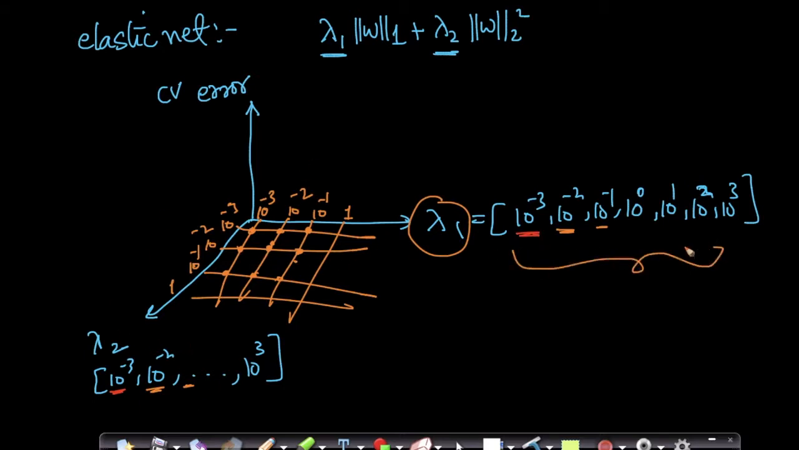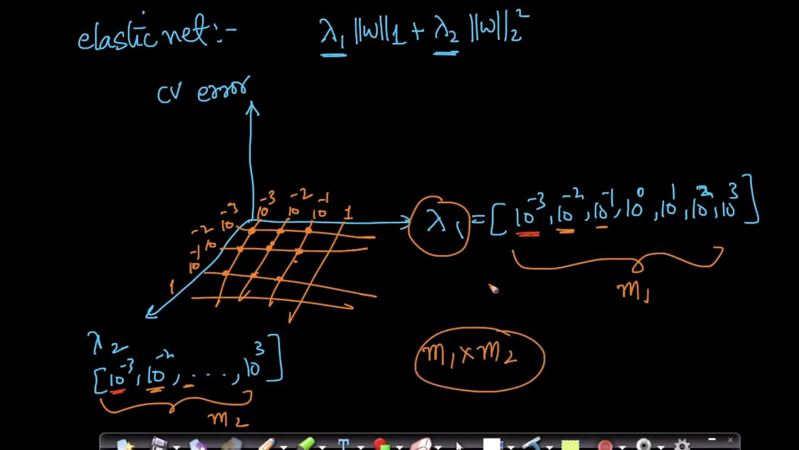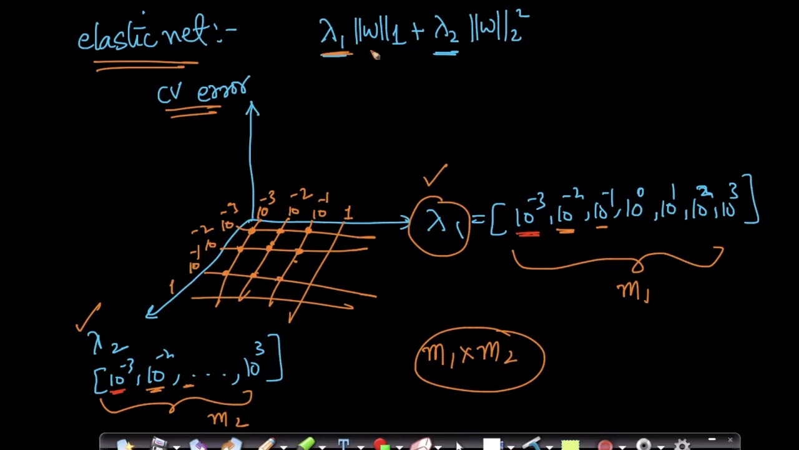Suppose there are M1 possibilities here and M2 possibilities here, I have to evaluate M1 times M2 possibilities. Which means, remember, when I say I have to evaluate these many times, I have to train my algorithm that many times with different values of lambda 1 and lambda 2 and compute the cross-validation error. Sometimes it's not going to be easy, right? This is called grid search because you're searching in a grid of possibilities. So the big problem with grid search is this. It's called grid search because of this grid-like pattern that you'll see when you have more than one hyperparameter.